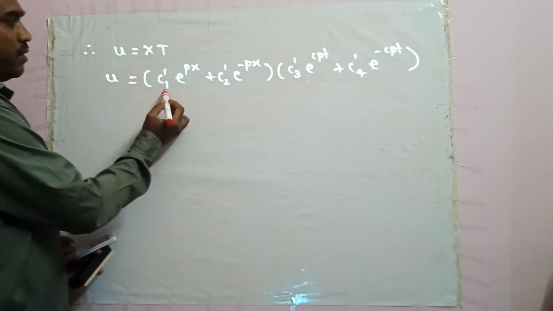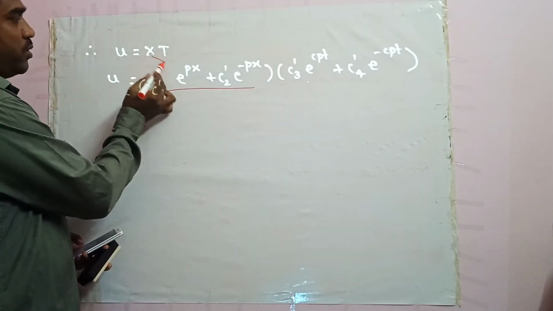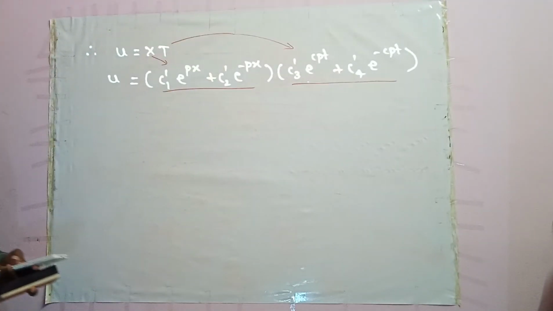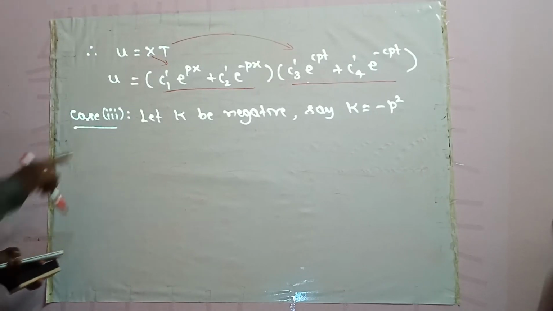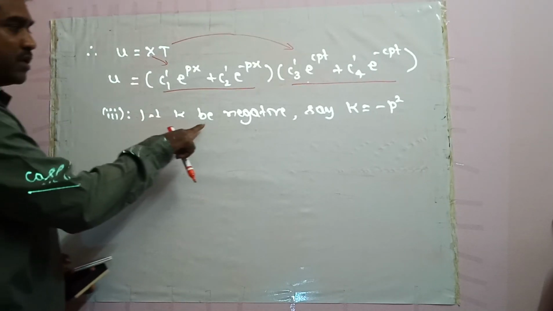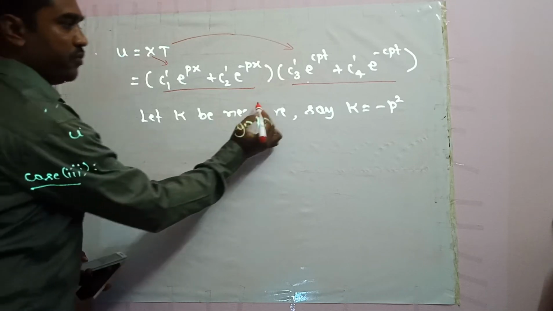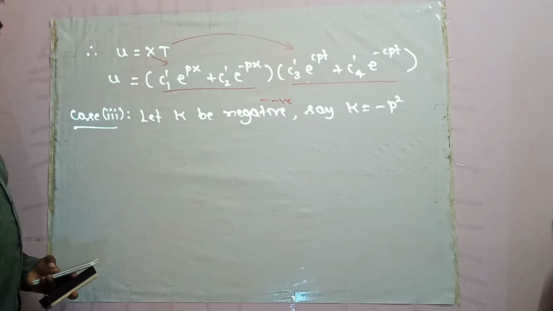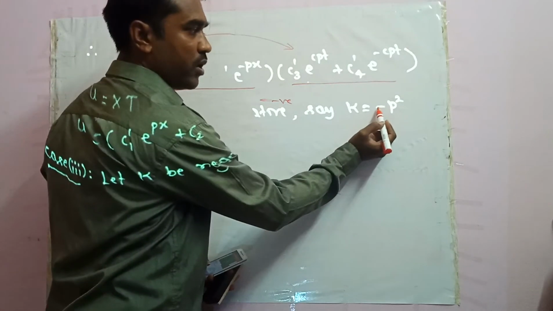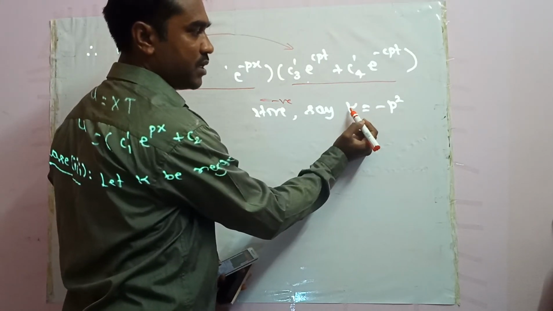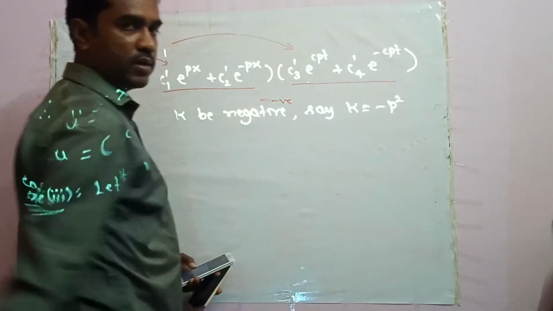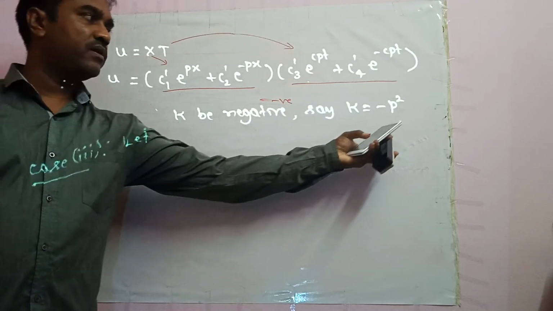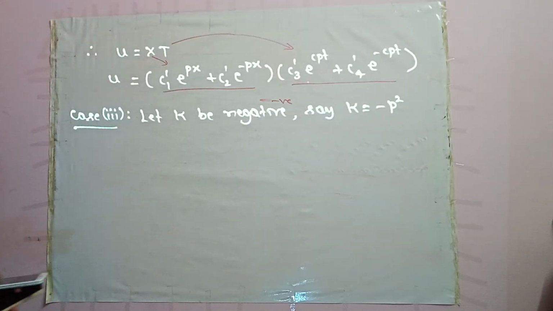Yes, we have put the value of x here, and the value of t we have put here. Now let us go for the third case, where k is negative. We are going to take k as negative now. Negative means we will be having a minus sign. Let us take k is equal to minus p square.